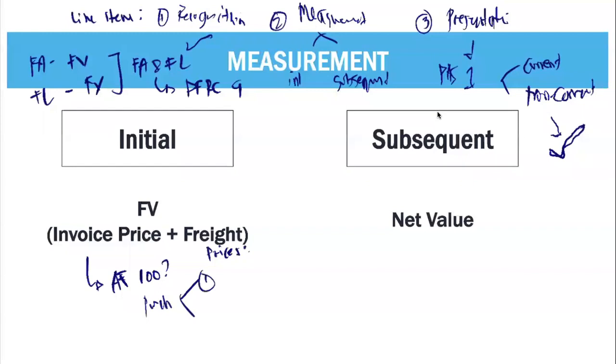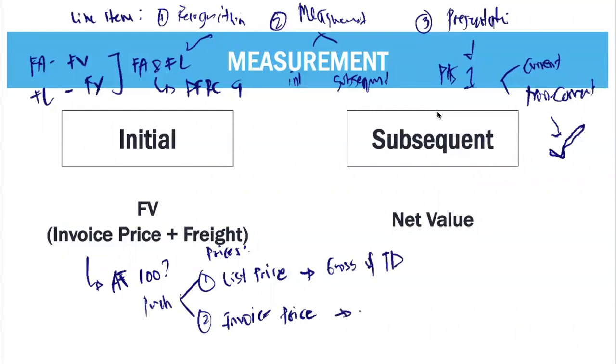So what are those prices? We have your list price, and then we have your invoice price. Okay, so list price is gross of trade discount. Invoice price is net of trade discount.